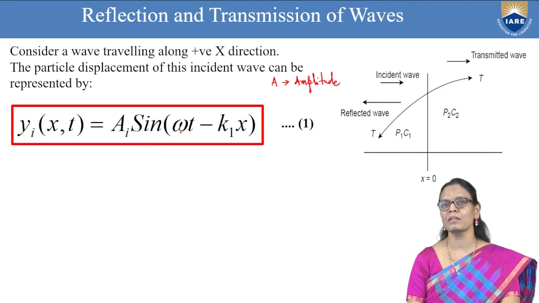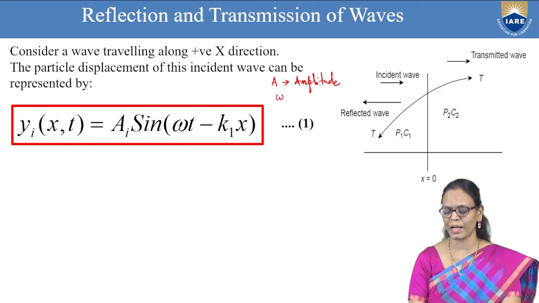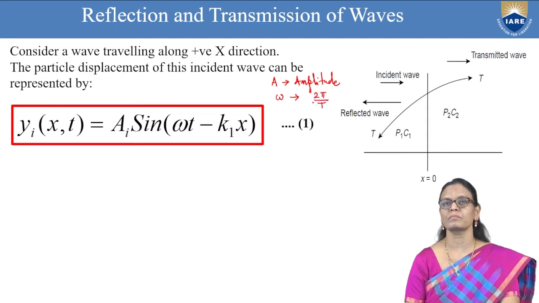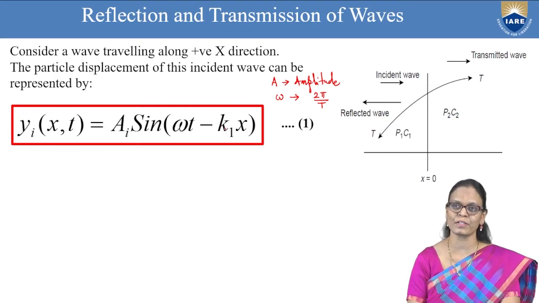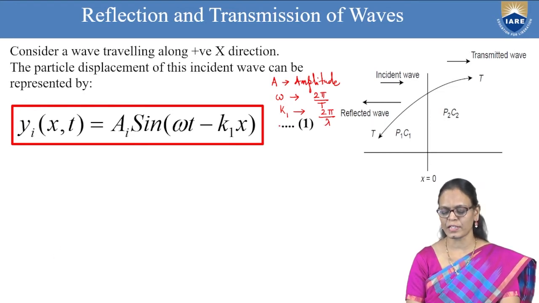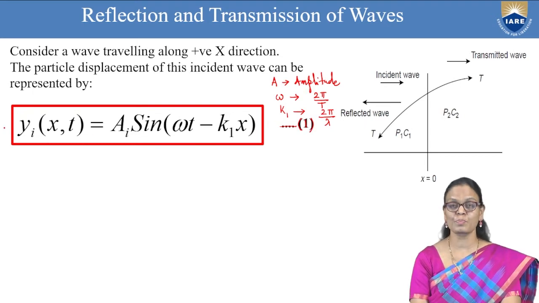What is omega? Omega is the angular frequency, which is given by 2 pi upon T. And k1 here is the wave vector for the incident wave. So we consider k1 is equal to 2 pi by lambda. So we are calling this equation 1, the first equation we are writing for displacement of the incident wave.